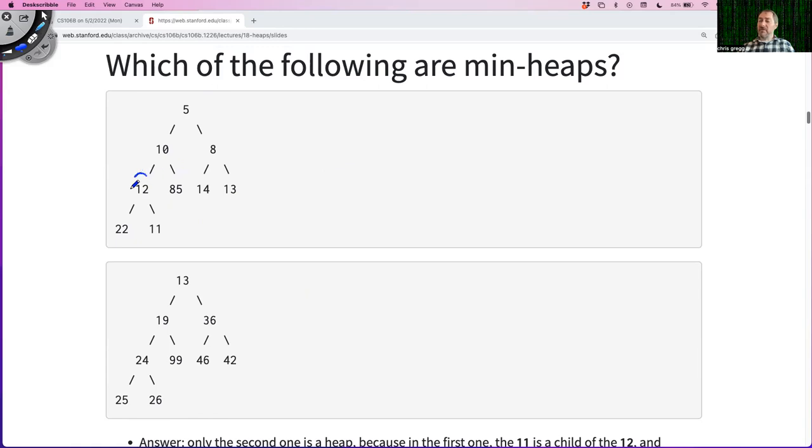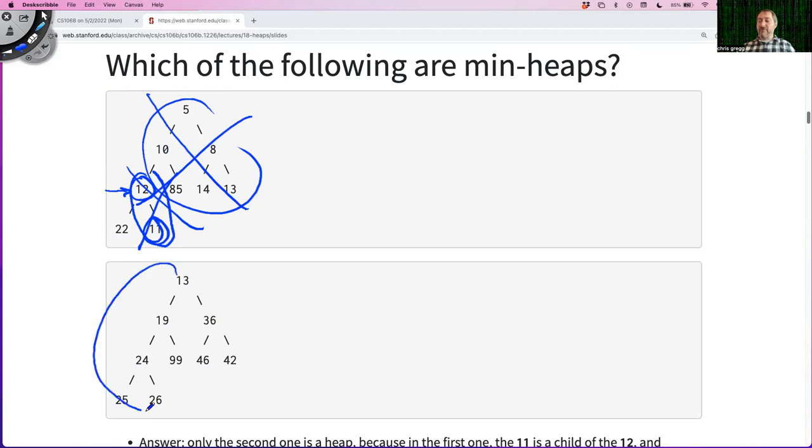Yeah, the 11 and the 12 is a problem, right? 12 is a bigger number than 11, which means it would have a lower priority, but its child has a higher priority. So this means it's not a heap. The rest of it, I believe the entire rest of the heap is fine. It's just those two.